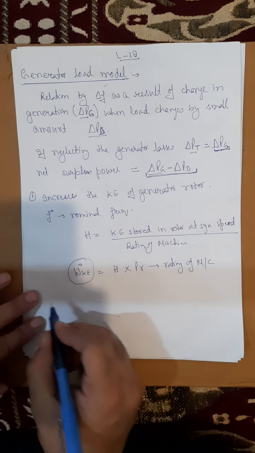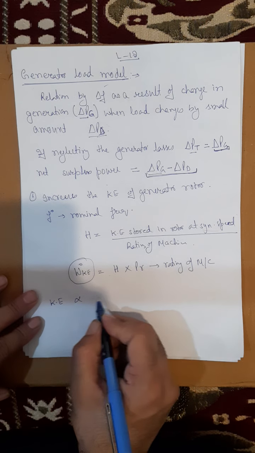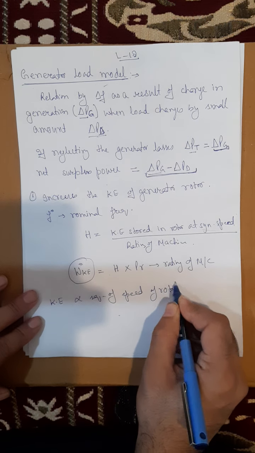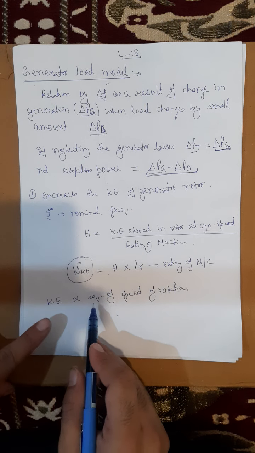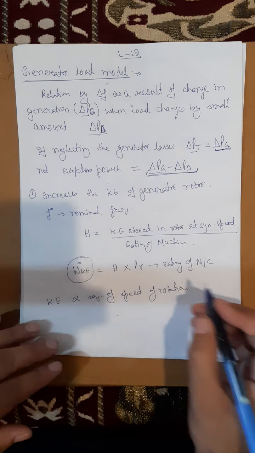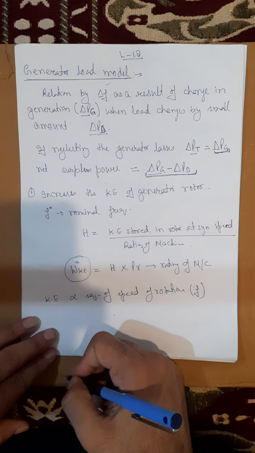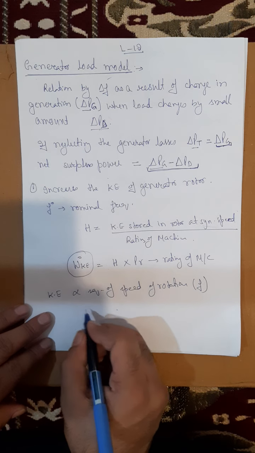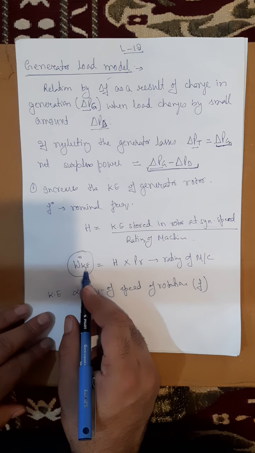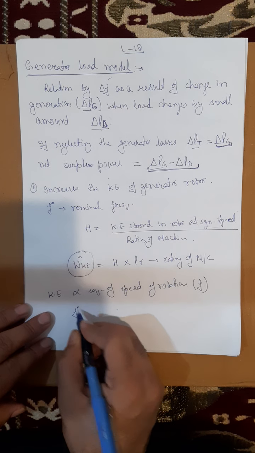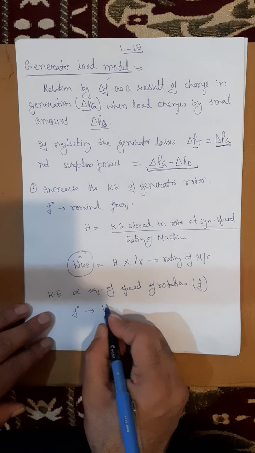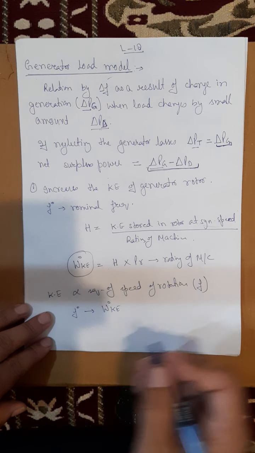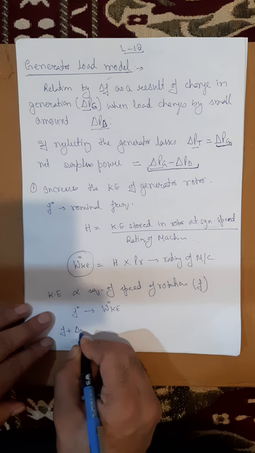Kinetic energy is proportional to the square of the speed of rotation, and the speed of rotation represents nothing but the frequency f. So at nominal frequency f naught, the stored kinetic energy was W KE naught, and when the frequency changes by some small amount delta f, the new frequency is given by f naught plus delta f.